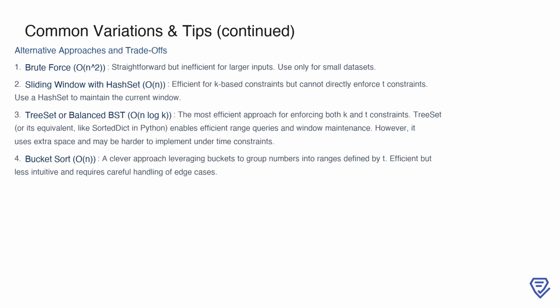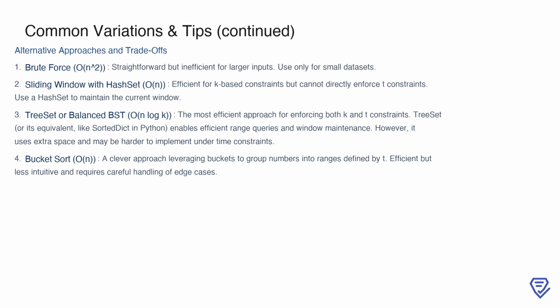When choosing an approach, it's important to weigh the trade-offs between efficiency and complexity. The brute force solution, with its n squared time complexity, is straightforward but impractical for larger inputs. This method is only useful for very small datasets. A more efficient option is the sliding window approach combined with a hash set, which runs in n time. However, it's limited to enforcing the k constraint and doesn't directly handle t.